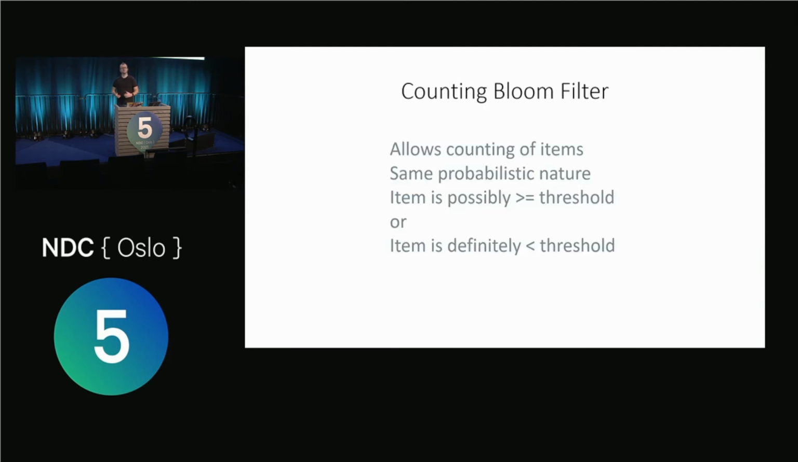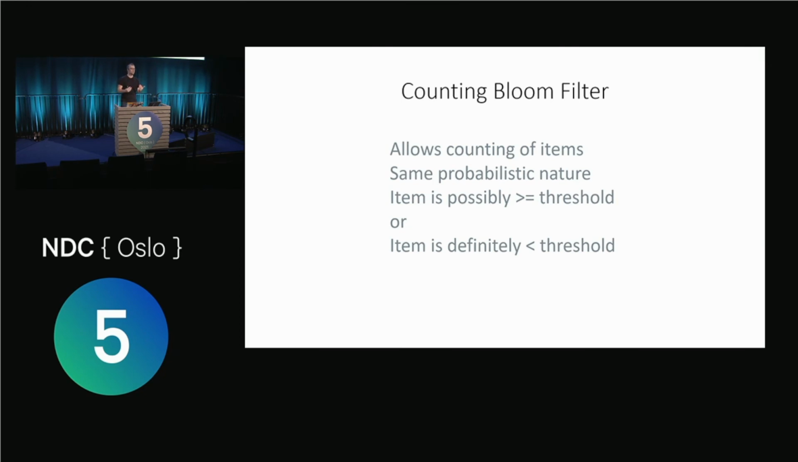But there are counting Bloom filters, right? Maybe you want to query it and say, have we seen it before? And if we have, how many times have we seen it before? So counting Bloom filters allow you to get an idea of the frequency with which you have observed the item. So same probabilistic nature, it still cannot give you a definitive answer in both ways, in the yes or the no, but you can give the counting Bloom filter a threshold and say, have we seen this item before? And is it above or below this threshold in terms of its count? So it can say it is possibly greater than or equal to your threshold, or it is definitely less than your threshold that you queried with.